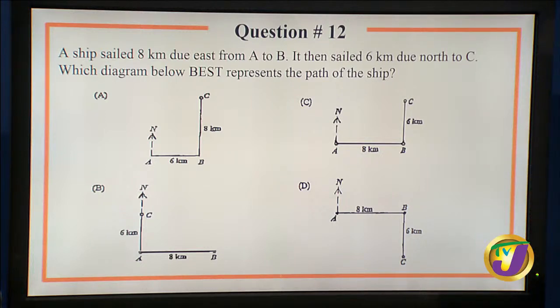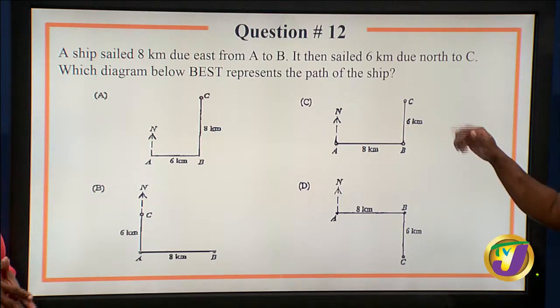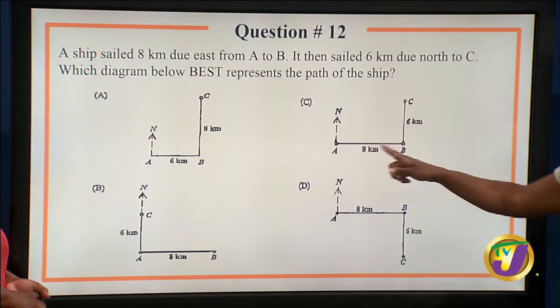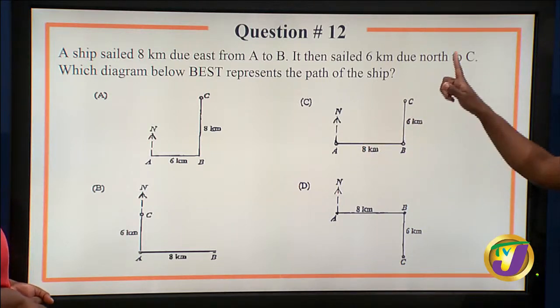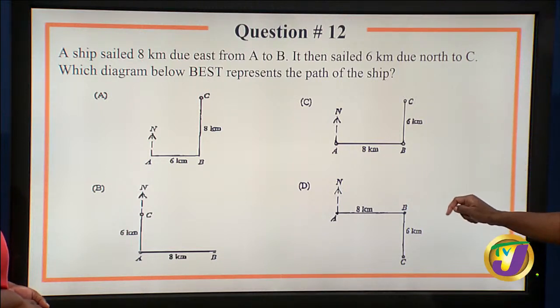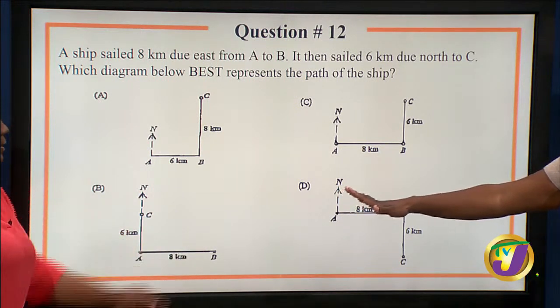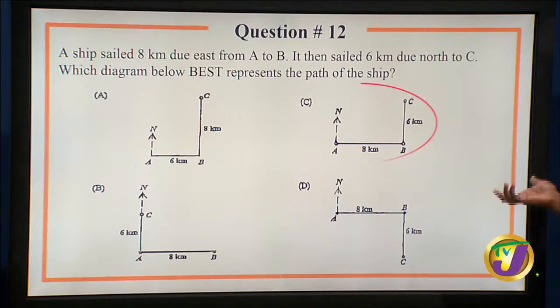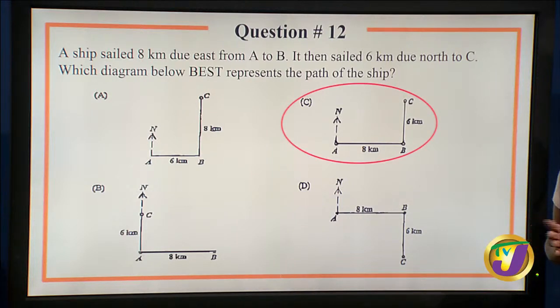Good. Now, the next information that we need to look at is that it sailed 6 kilometers due north to C. Due north to C means that we'll go up north, and here it's represented as 6 kilometers. D has 6 kilometers south, and this ship just stopped right at B. So just looking at it, we see that C is our solution.